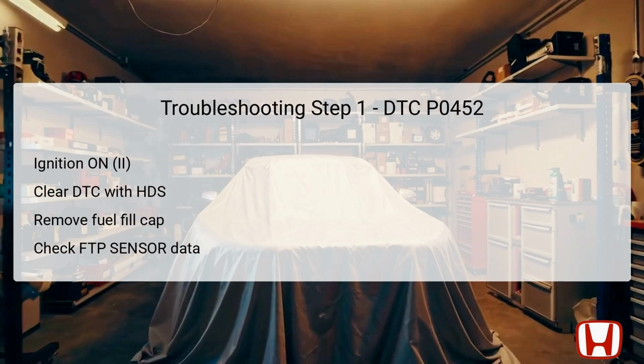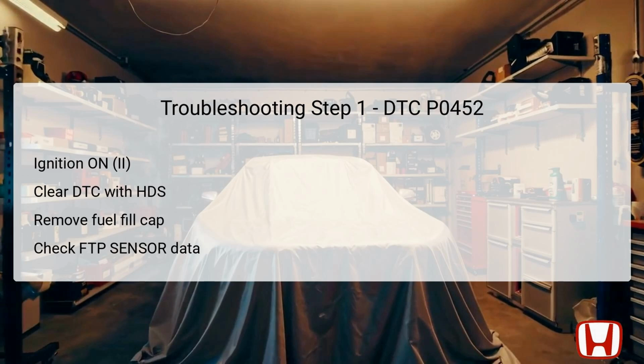To begin troubleshooting DTC P0452, start by turning the ignition switch to the on/II position, allowing the onboard diagnostic system to initiate. Use the HDS, Honda Diagnostic System, to clear the DTC, ensuring that any previous fault codes are removed from the system's memory. Next, safely remove the fuel fill cap, as this will allow the system to register any changes in pressure when the engine is running.